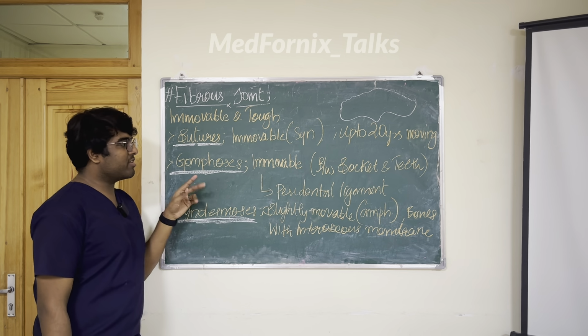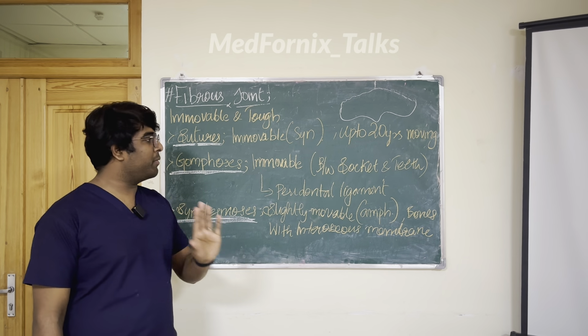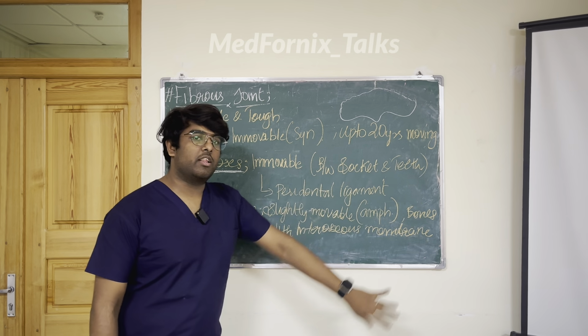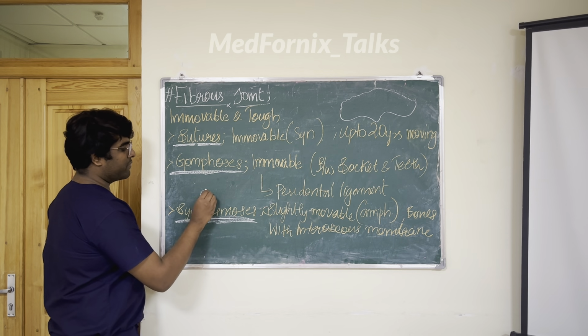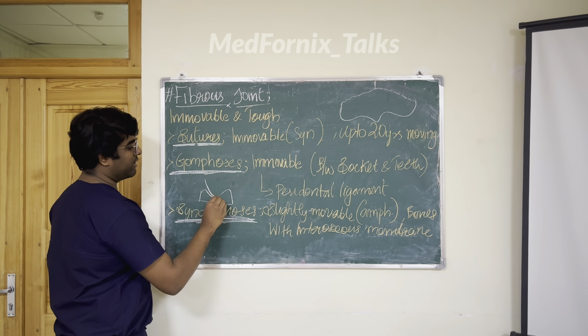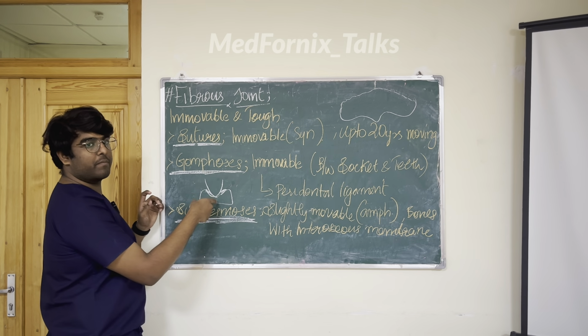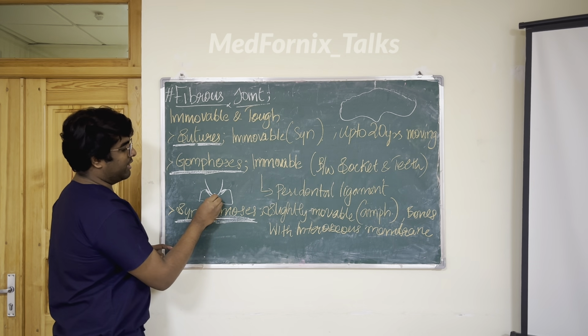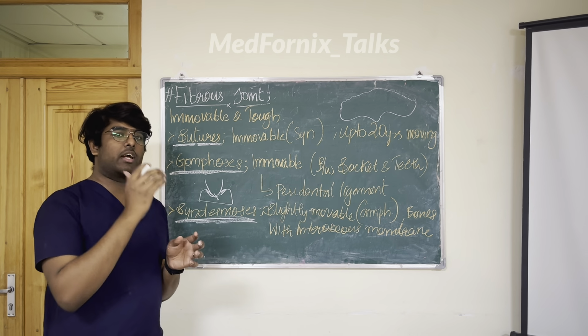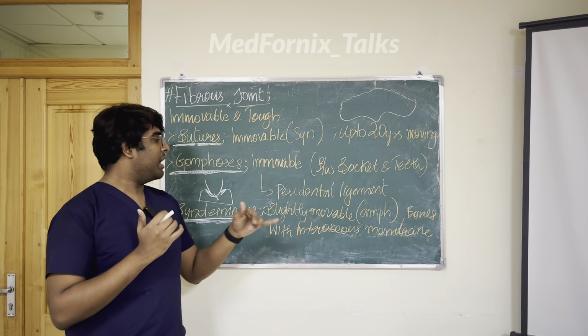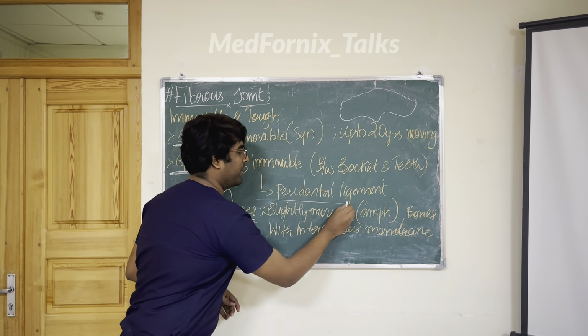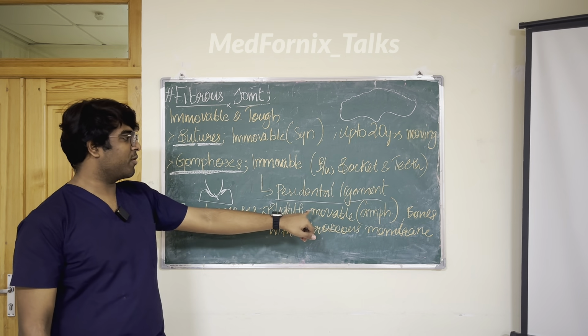Next is gomphoses. They are also immovable, found between the teeth and their sockets. If this is the gum and here is the tooth, the joint between the tooth and the gum socket is a gomphosis. A ligament holds the tooth in the socket, and this ligament is known as the periodontal ligament. This is very important, and it can come up as a PG question too.